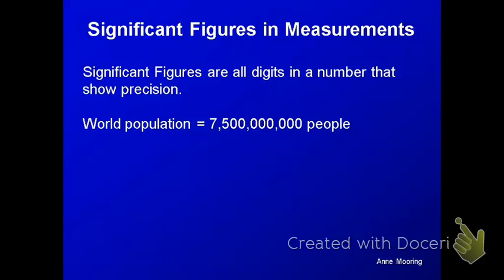Let's talk about significant figures in measurements. Significant figures are all digits in a number that show precision. For example, the world population is 7.5 billion people. The number is precise to the first two digits. All the trailing zeros mean that it's approximately 7.5 billion people.